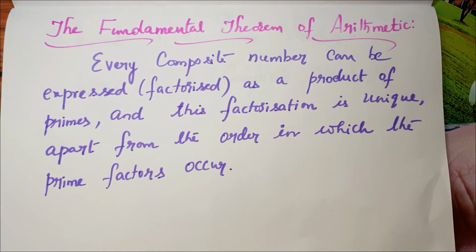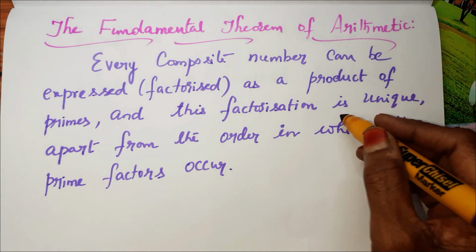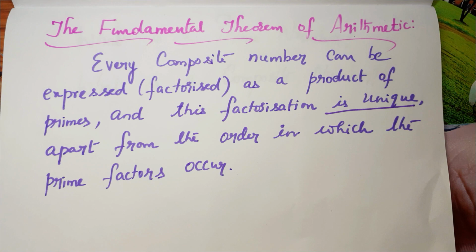Now come to the fundamental theorem of arithmetic. Every composite number can be expressed, that is, factorized, as a product of primes, and this factorization is unique apart from the order in which the prime factors occur. Every composite number can be expressed as a product of primes, and this factorization is unique apart from the order in which the prime factors occur.